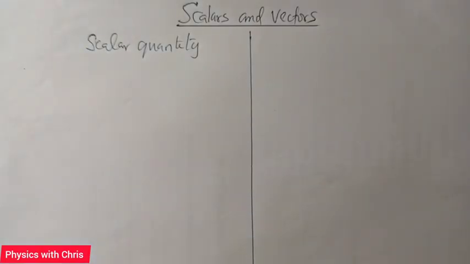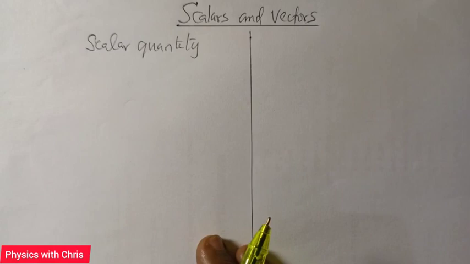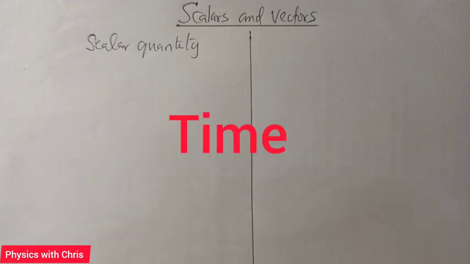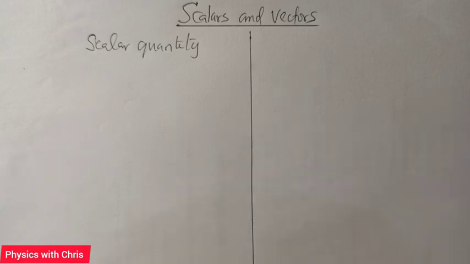Physical quantities are the physical properties of an object or matter that can be measured by an instrument or by our senses. So, of course, you know that matter has some properties, the properties that you can measure, like length, time, mass, speed. These properties of matter are called physical quantities in physics.